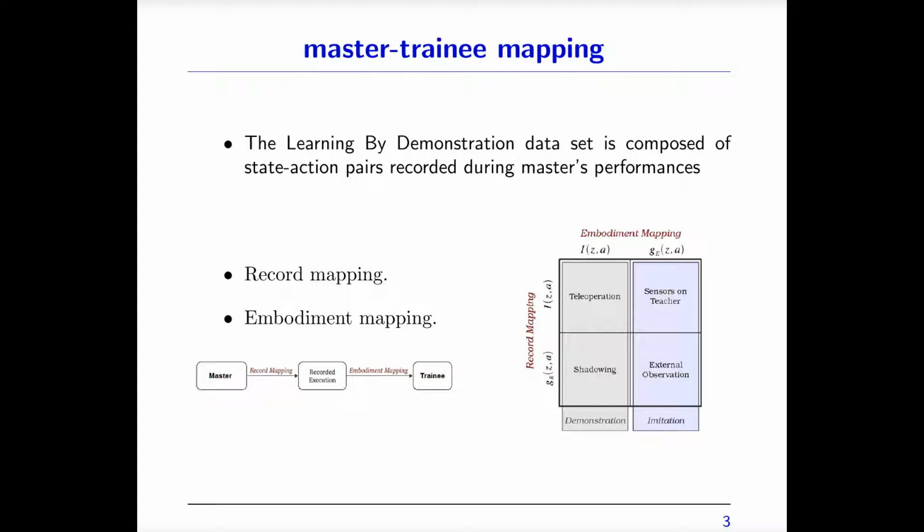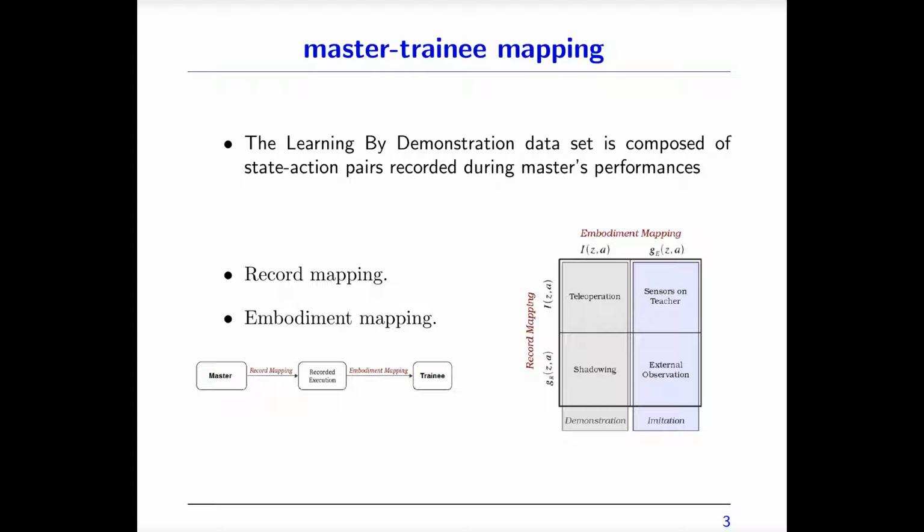The first mapping defines how the states, named with zeta, and actions, named with A, achieved and executed respectively by the master during demonstration, are recorded within a dataset. On the other hand, embodiment mapping refers to how the recorded state action pairs are finally mapped to the trainee. According to either the absence or presence of the record and embodiment mapping functions, the correspondence between master and trainee may be classified as teleoperation, sensors on the master or teacher, external observation, or shadowing.